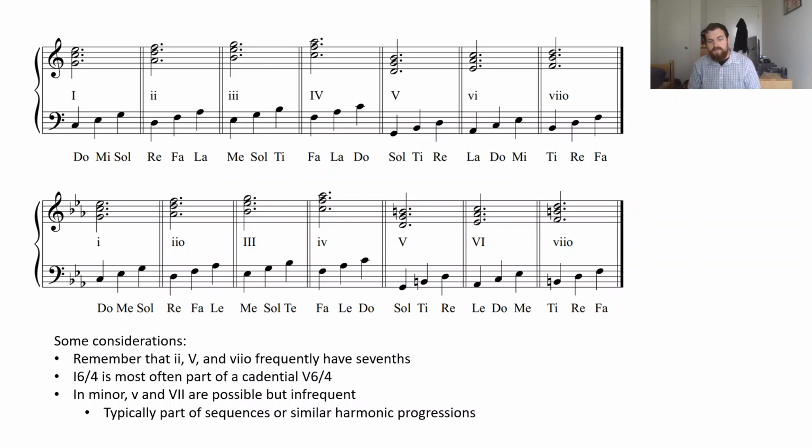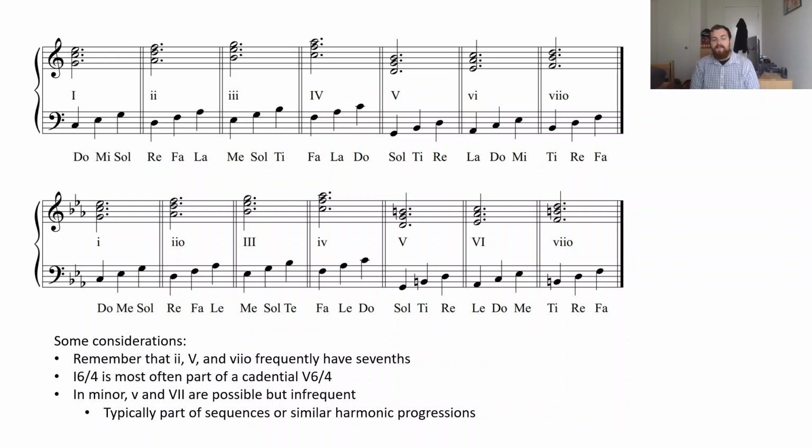5, we almost always have the raised ti. So solfege-wise it is the exact same thing. 7 is the exact same thing because also that raised ti. Okay, and so on. Some considerations to keep in mind. Remember that 2, 5, and 7 frequently have 7th chords. So remember that for our figured bass, 1, our root position, is nothing. Our first inversion is 6. Our second inversion is 6-4.